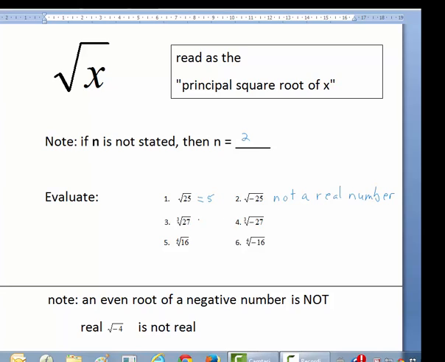The cube root of 27 is equal to 3. The cube root of negative 27 is equal to negative 3. There's no problem having a negative radicand when the index is odd.